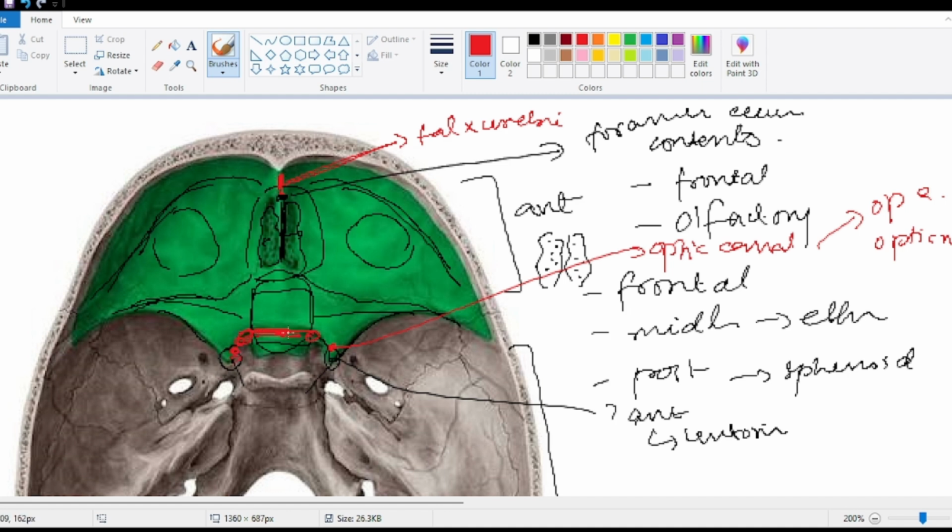Now in between the optic canals there's a groove which is known as the chiasmatic groove or the chiasmatic sulcus. This chiasmatic sulcus is basically a boundary that limits the anterior cranial fossa, or you can say it separates the anterior from the middle cranial fossa, and this is the point where the optic chiasma forms.